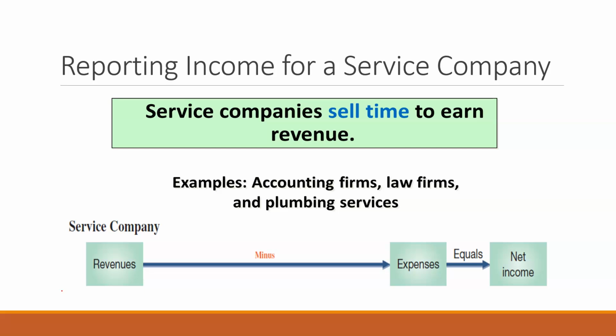So we have two main types of organizations: service companies and merchandising companies. A service company sells time or services. Some examples that are listed here are accounting firms, law firms, plumbing services. You can think about a hairdresser that performs a haircut, anything that is a service. They earn revenues for that service, and then they have expenses. They do not have inventory. They only perform services.